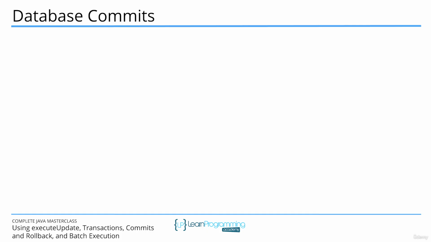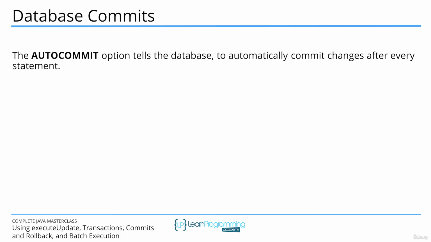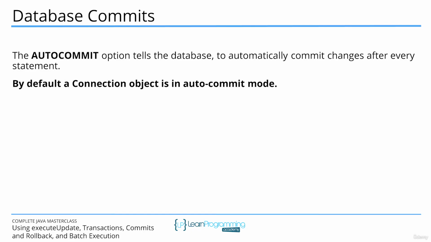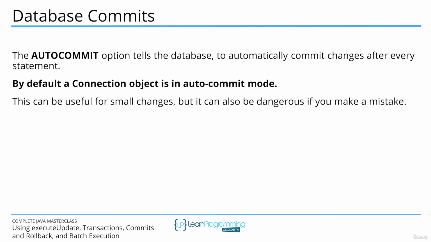In all the statements I've executed so far over the last few lectures, I've been doing an implicit commit, taking advantage of an auto-commit setting on the connection. The auto-commit option tells the database to automatically commit changes after every statement. We never manually had to call commit on the statement for our changes to be persisted to the database. By default, a connection object is in auto-commit mode. This can be useful for small changes, but it can also be dangerous if you make a mistake.